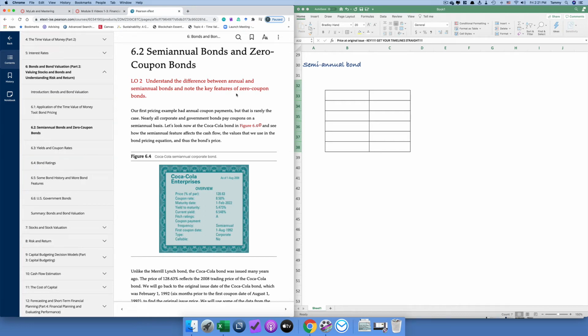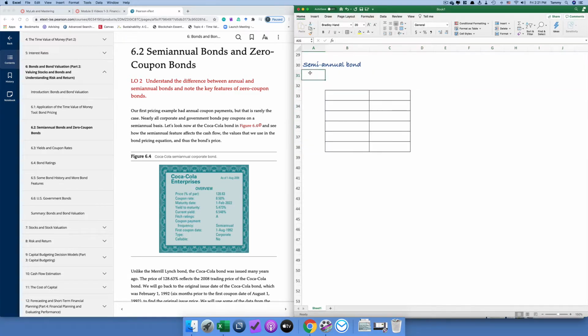Okay, so that first example of bond pricing was definitely oversimplified, because not very many bonds out there in the world actually are paid annually. Most of them are semi-annual bonds, meaning that they pay out every 6 months. Okay? So how do you go about figuring out a present value for that?